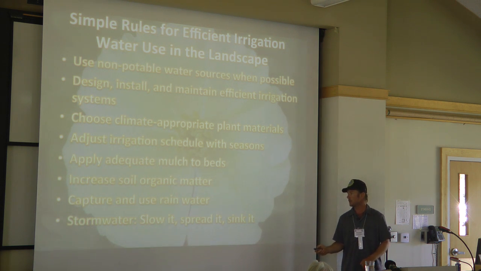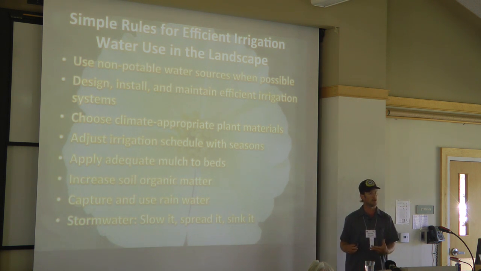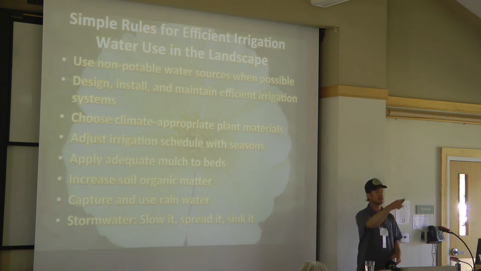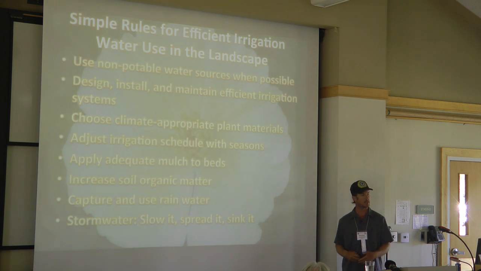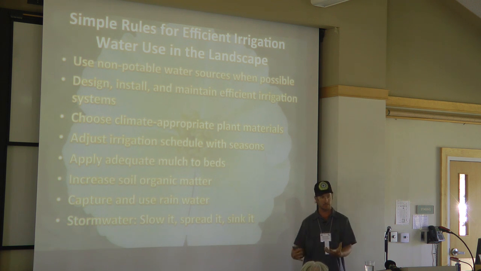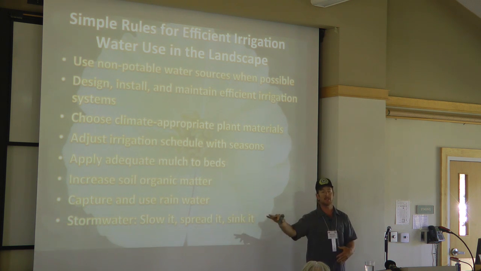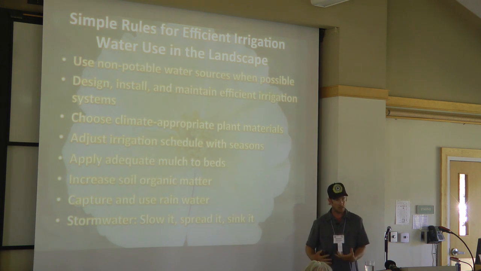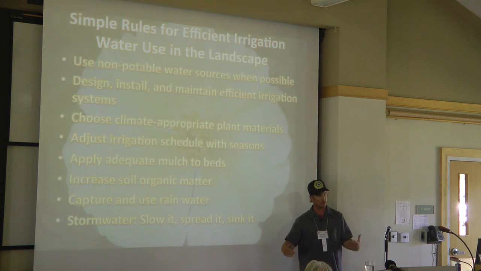And then there's a stormwater strategy. The simple phrase is slow it, spread it, sink it. There's a handout in the back that goes into great detail about that. But the idea is that you're keeping a lot of that water during the rainy season that might flow off of the property, keeping it on the property, sinking it down to the soil profile so that it's available for the plants.